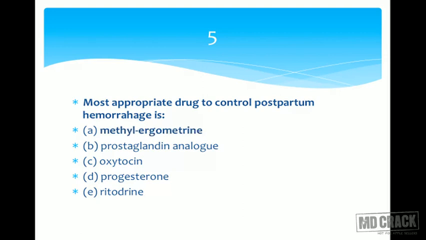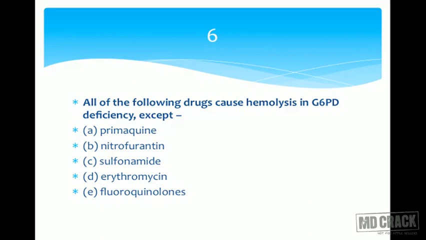Next question, number 6. All of the following drugs cause hemolysis in G6PD deficient patients, except. The options are pyrimethamine, nitrofurantoin, sulfonamide, erythromycin, and fluoroquinolones. As you know, there can be deficiency of glucose 6-phosphate dehydrogenase, and if G6PD is deficient, there is going to be less reduced glutathione, and this leads to the lysis of the RBCs.